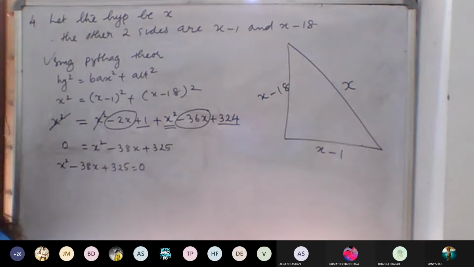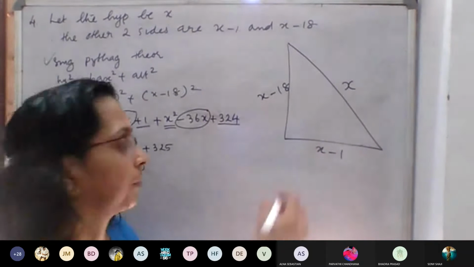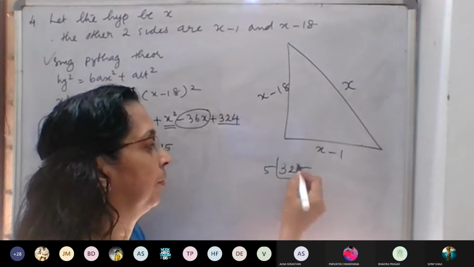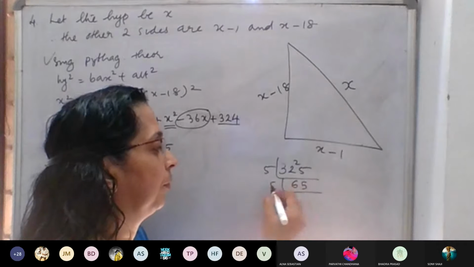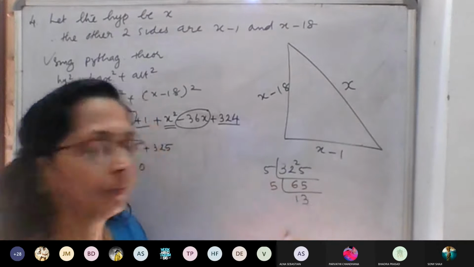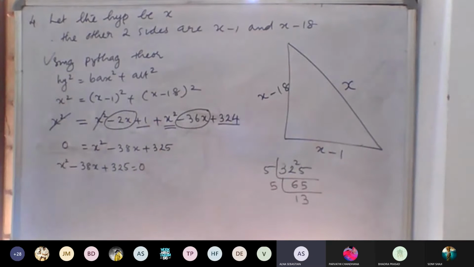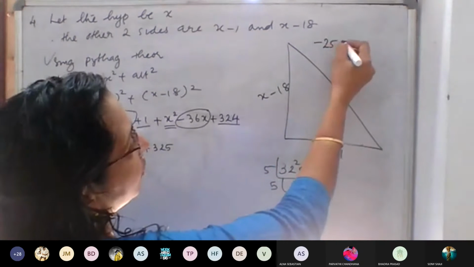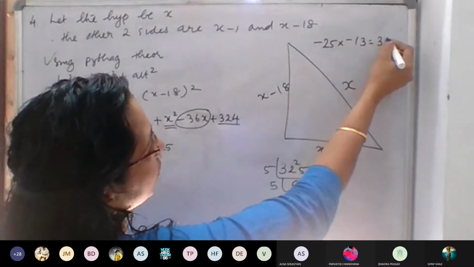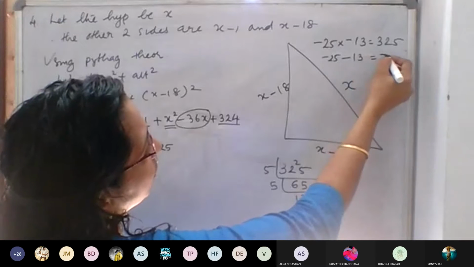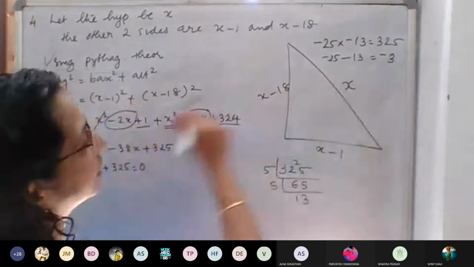Factorize 325. Minus 25, minus 13. That means negative 25 into negative 13 is positive 325, and negative 25 minus 13 is equal to negative 38.